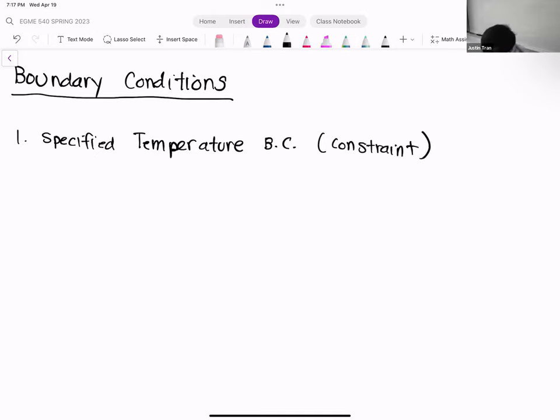Okay. And I would consider the specified temperature boundary condition as a constraint type boundary condition. Right. So this is very similar to our idea of a fixed support and our idea of a displacement type boundary condition. And so what all of these boundary conditions have in common is that they put a direct specification on the primary solution.